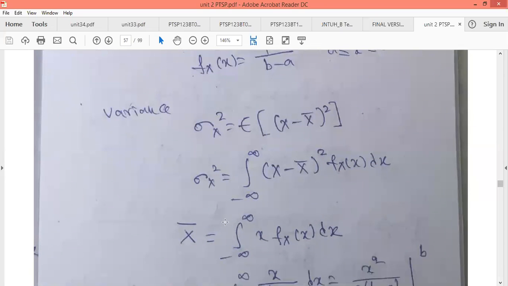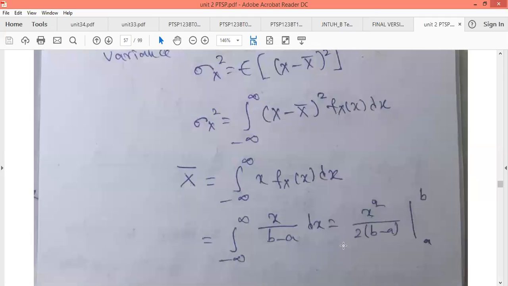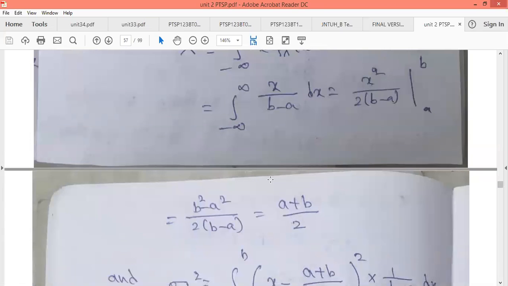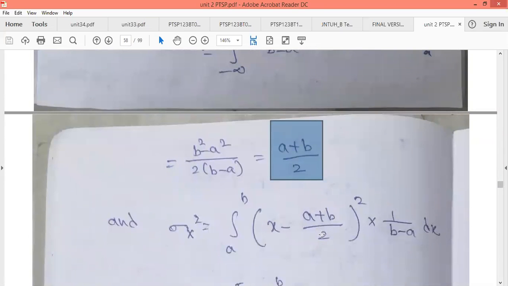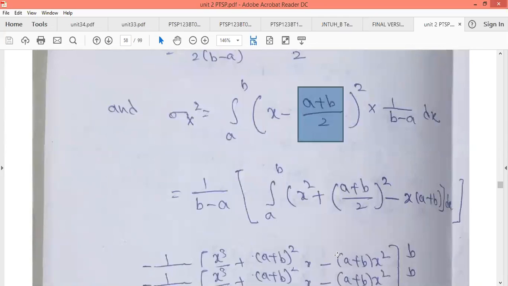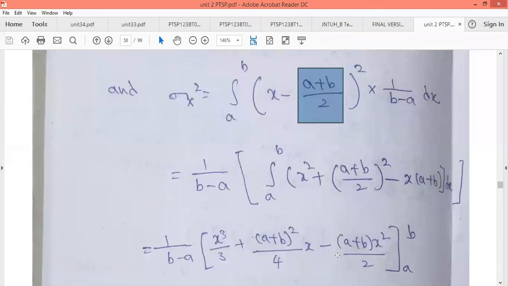Okay. So what is x bar now? X bar is the integral from minus infinity to plus infinity of x fx of x dx. This is the formula we use for x bar. And in the previous case, we already found x bar, we got (a plus b) by 2. So in place of x bar, substitute (a plus b) by 2. So sigma x square is the integral from a to b of (x minus (a plus b) by 2) whole square, and fx of x is 1 by (b minus a), dx. This we have to do.